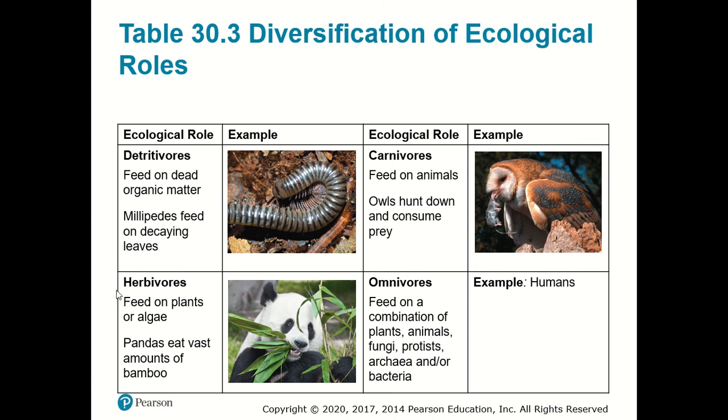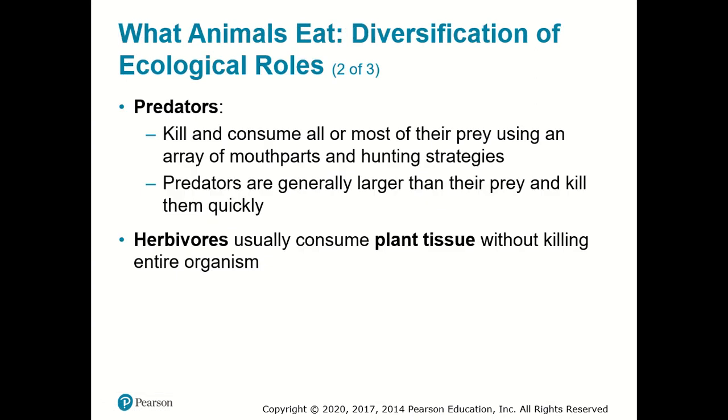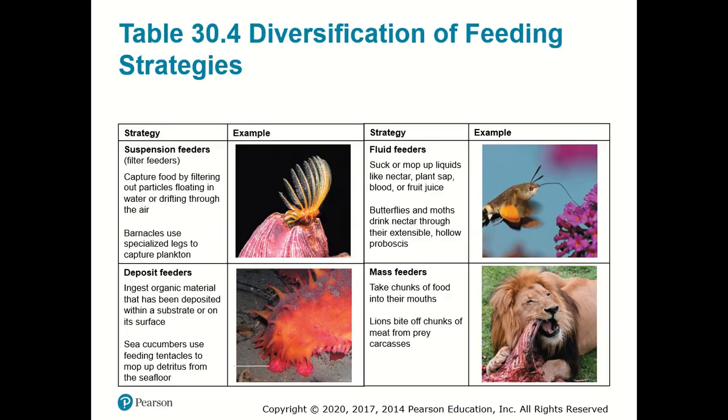Herbivores feed mostly on plant tissue. They don't necessarily have to kill the plant. They can feed on parts of the plant without having to kill it. The plant can regrow those, either regrow their tissue or grow larger and branch out even more. Carnivores need to kill in order to eat, and then omnivores can feed off of a combination of both meat and plants. Again, things that you've already seen in the past.